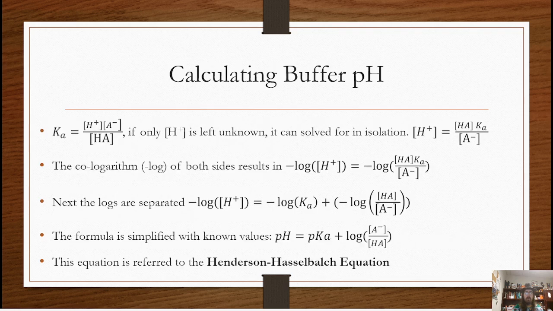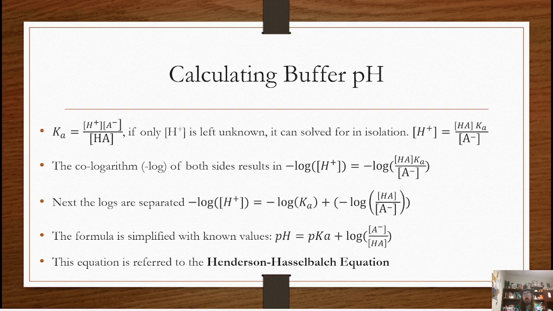Now, in these situations, only H+ is generally left unknown to us. And we can solve this by rearranging our equation so that we now have HA times Ka over A-. So long as we know these concentrations, we can find H+. We will often rearrange this and write it in an easier way, but you can, by all means, use it in the form that we have right there.